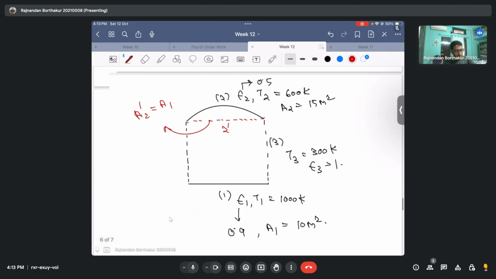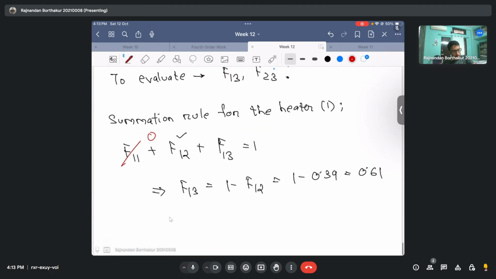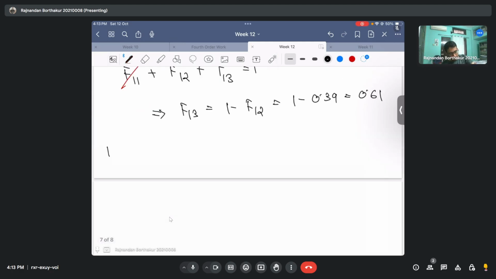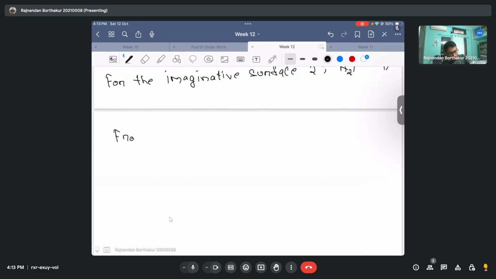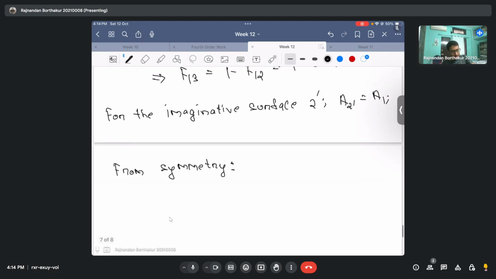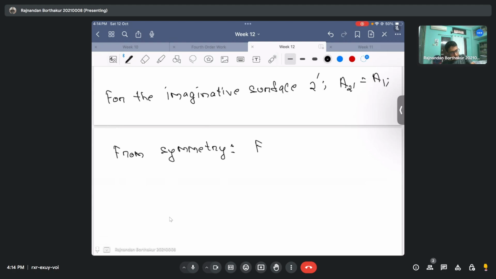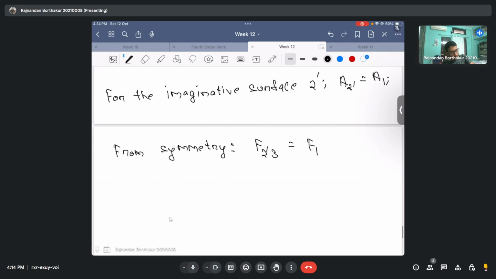And for this 2 prime object, or this 2 prime surface, you can just call it an imaginary surface 2 prime, my A2 prime is exactly equal to my A1, which means from symmetry, I can easily argue now that my F2 prime 3 is exactly equal to F1 prime 3.